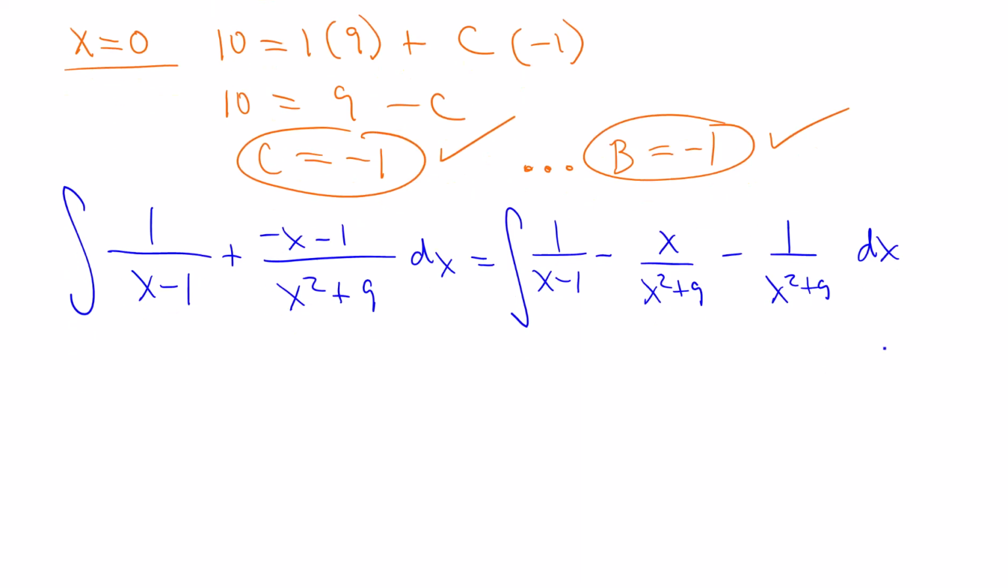The good news is that those are all very doable integrals, so let's finish this off. We should end up with the natural log of the absolute value of x minus 1, minus 1/2 times the natural log of x squared plus 9.